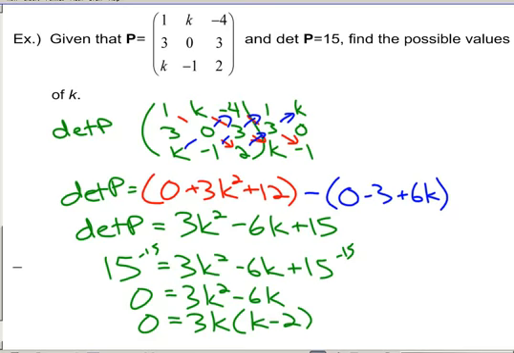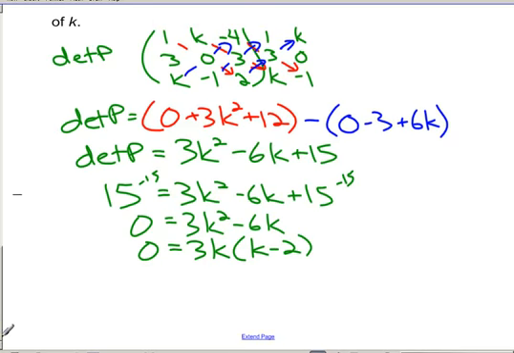Yes, you could have divided out the 3. Going to give us two solutions here. This is true from the zero product rule. If k is 0, then the right side will be 0. And also if k is 2. So there are two values that cause the determinant to be 15.